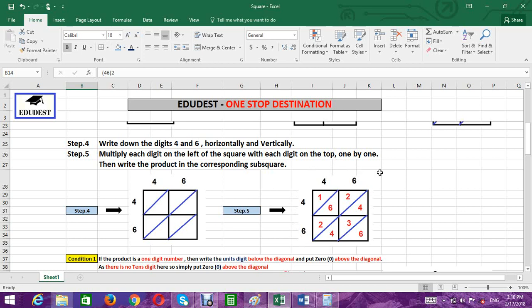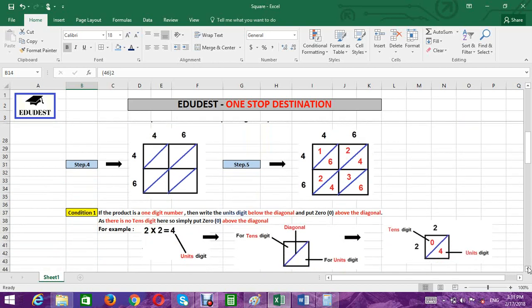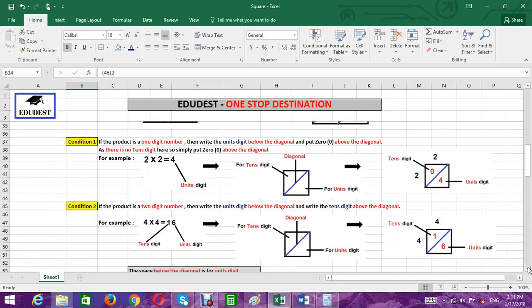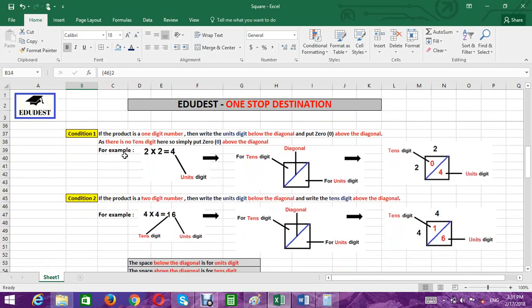But before solving this we have to know two conditions. Let me tell you what those two conditions are. According to condition 1, if the product is a one-digit number, then write the unit digit below the diagonal and put 0 above the diagonal.